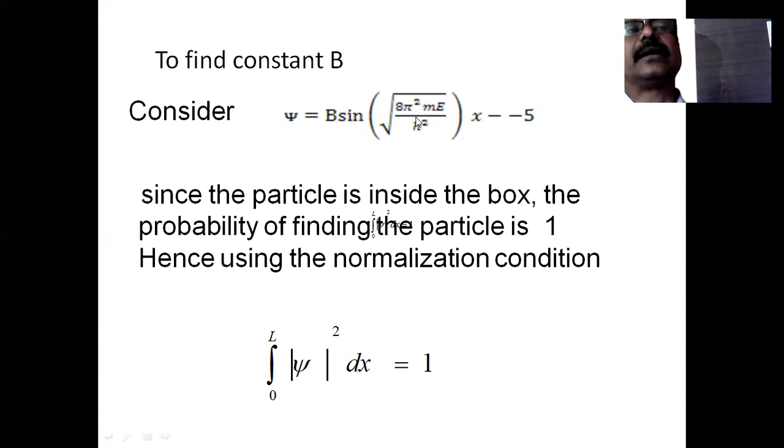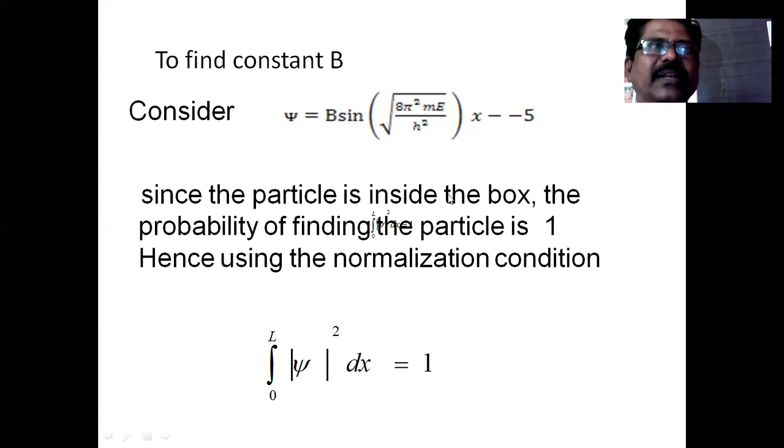K is K. The value of K is n pi by L, and the variable is x. Since the particle is inside the box, we are finding the particle inside the box.